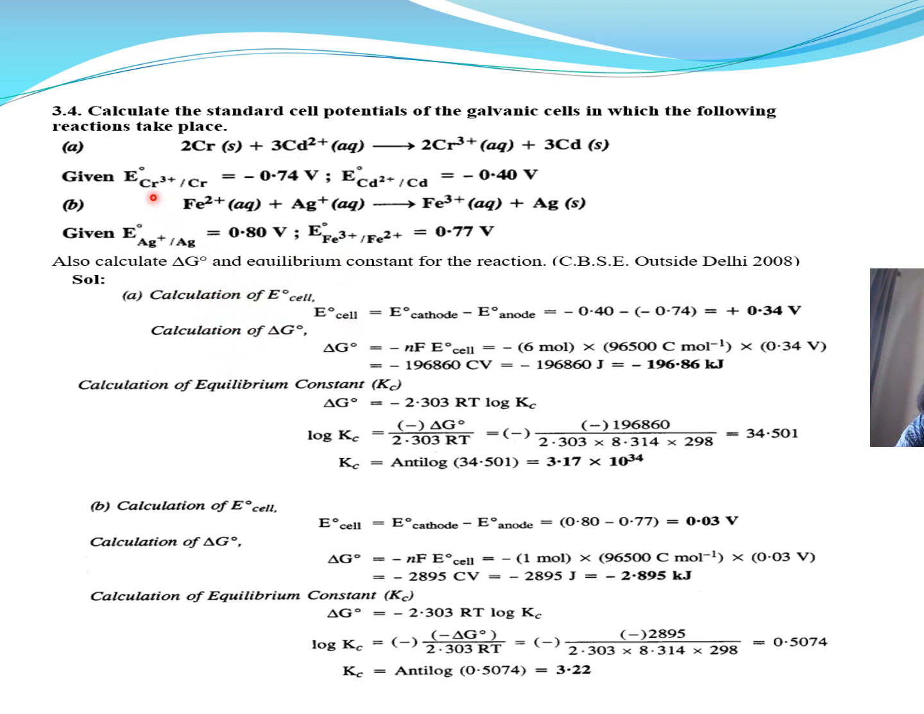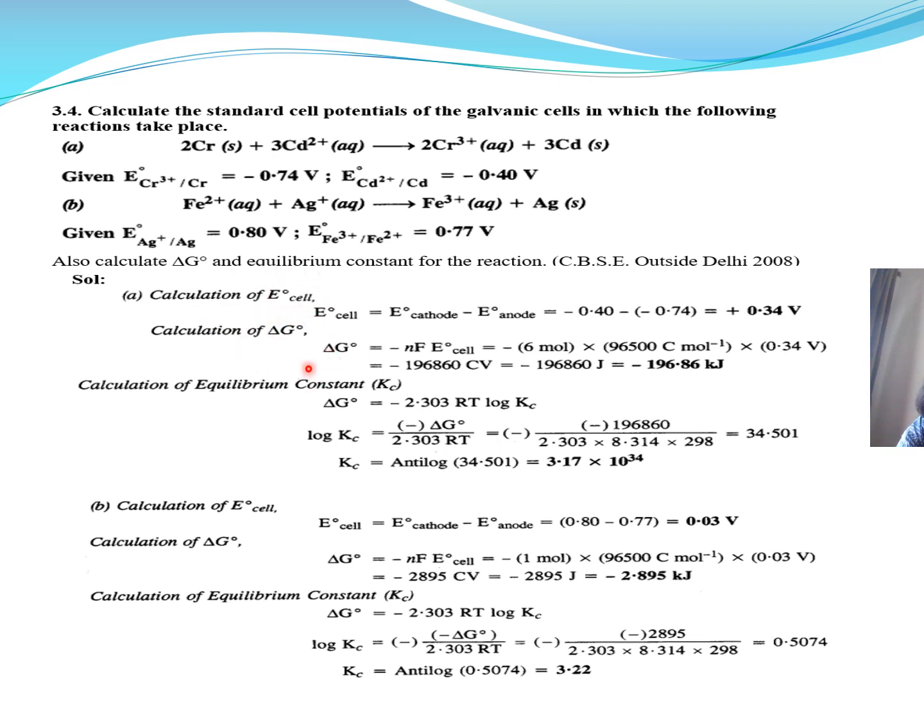So E° cell is equal to E° cathode minus E° anode. For this particular reaction, Cr is getting oxidized and cadmium is getting reduced. Therefore, Cr is the anode and Cd is the cathode. So my formula will be: E° cell equals E° cathode minus E° anode. The potential for the cathode is −0.40 and for the anode is −0.74. So −0.40 minus (−0.74) is equal to +0.34 volts. So that is the E° cell.